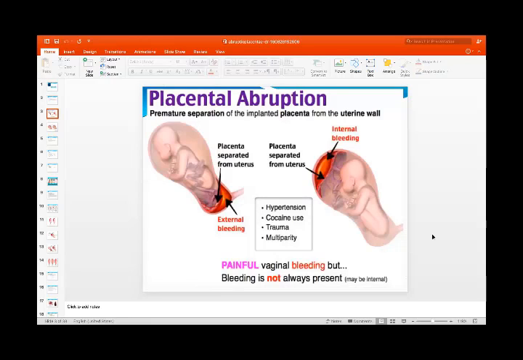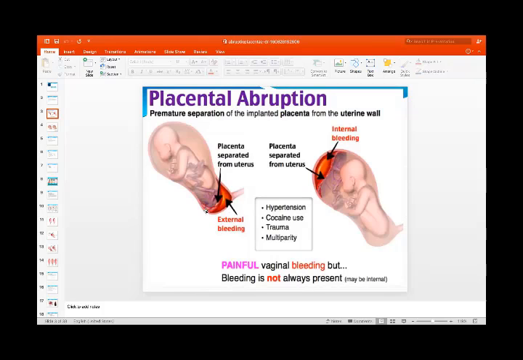So as you can see over here, this is the placenta and it has been separated from the uterine wall. This is the uterine wall, and this is the collection of blood between the uterine wall and the placenta. So this is abruption, and from here this placenta is attached through the cord to the baby. So this is abruptio placenta.